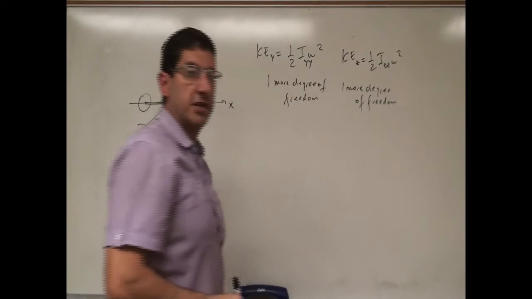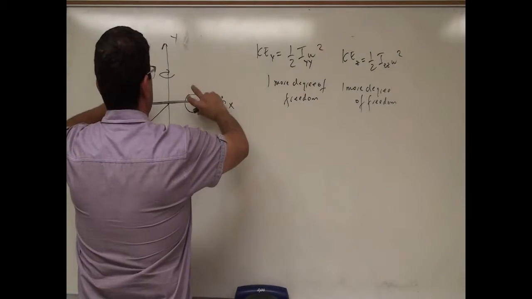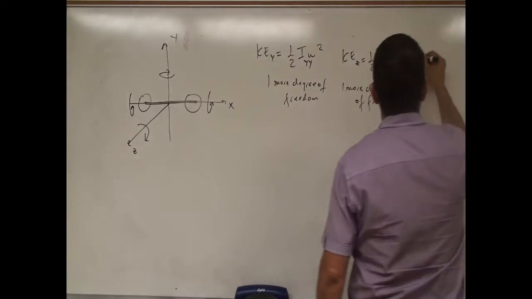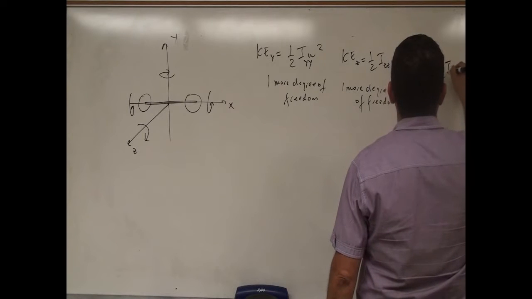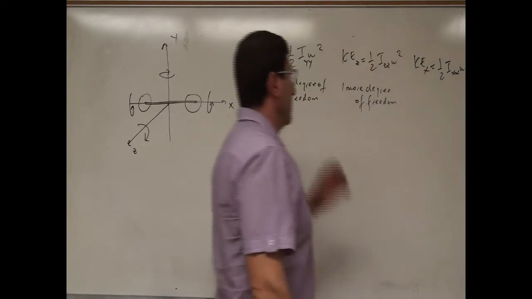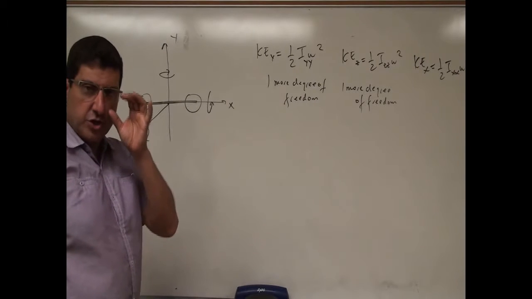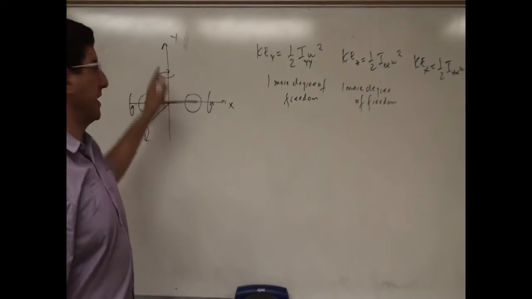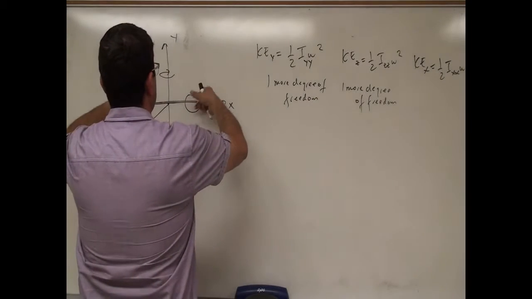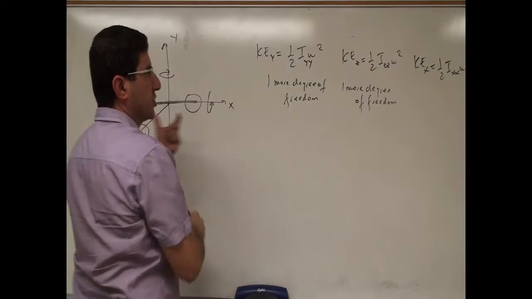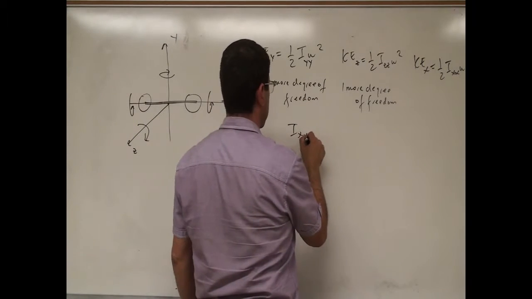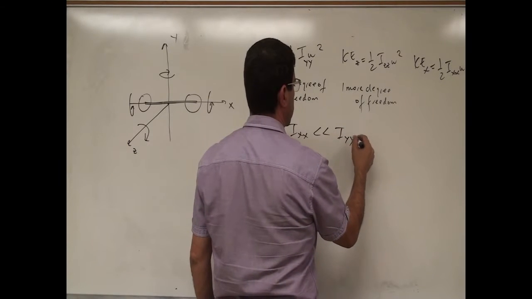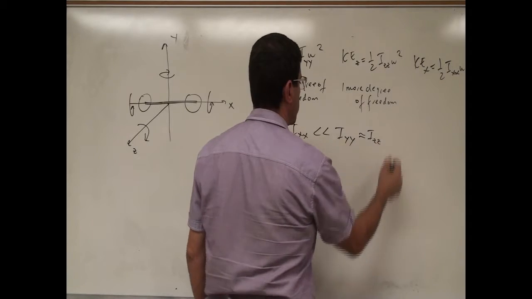Okay? Then there's the kinetic energy around the x-axis like this, right? It can go like that. Kinetic energy about the x-axis, 1/2 Ixx omega squared, right? But what we're going to see is that the moment of inertia about the x-axis is negligible compared to the kinetic energy about the y and the z-axis, right? This one is much more negligible. Why? Because the moment of inertia about the x-axis, Ixx, is much, much smaller than the Iyy and the Izz, right? Iyy and the Izz are comparable to each other.